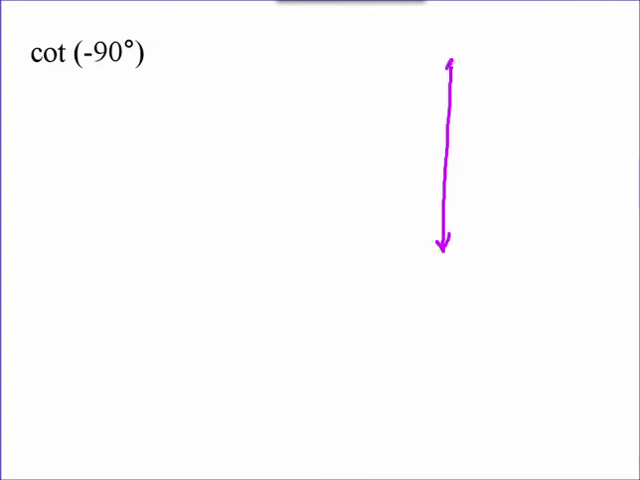-90 correlates to what positive degree? 270. 270. So that's why we learned about all those positive and negative angles, because -90 is actually down here. So we've pretty much already done the 270 thing. Okay, coordinates here are 0, -1.